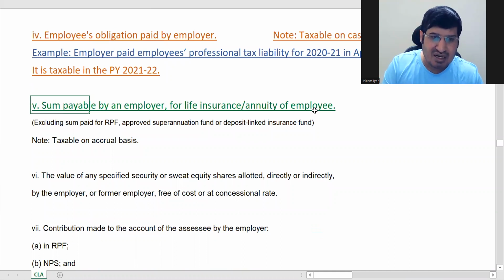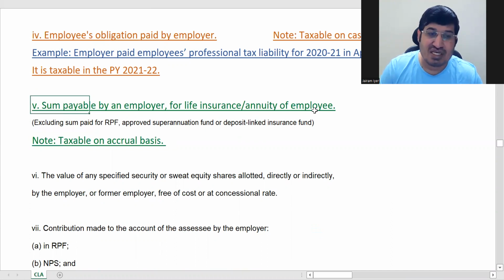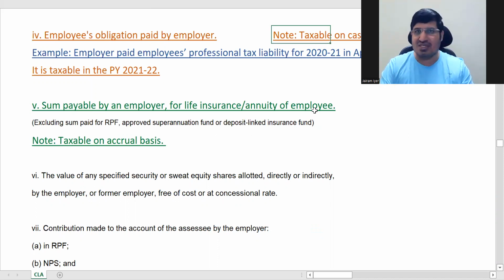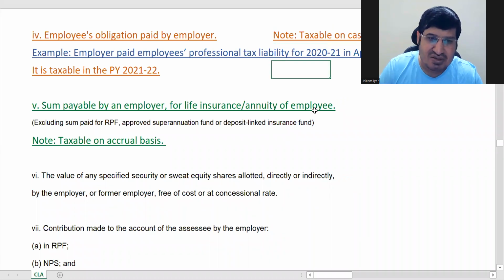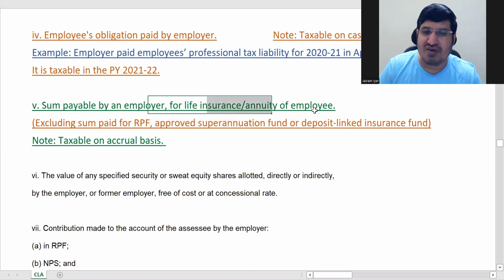Next is sum payable for life insurance or annuity scheme. Annuity is like pension, what you get every year. Sum payable by the employer for life insurance or annuity is taxable on accrual basis. Everything is taxable on accrual basis unless otherwise specified. Whenever it is specified as cash basis, like it is specified here, only then it is taxable on cash basis. If not specified, you can assume it is accrual basis. This is the sum payable by the employer for life insurance or annuity of an employee. It excludes sum paid for RPF, approved superannuation fund, or deposit linked insurance fund. It is talking about life insurance and annuity.